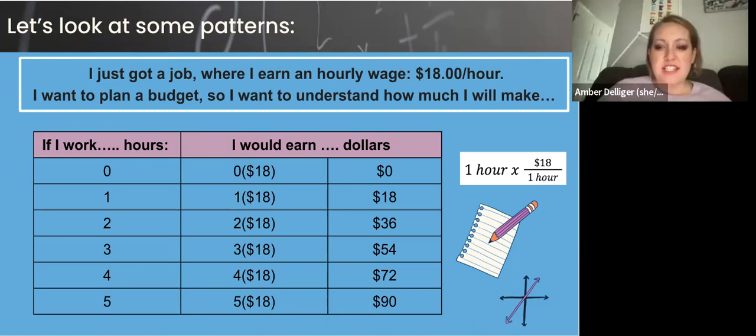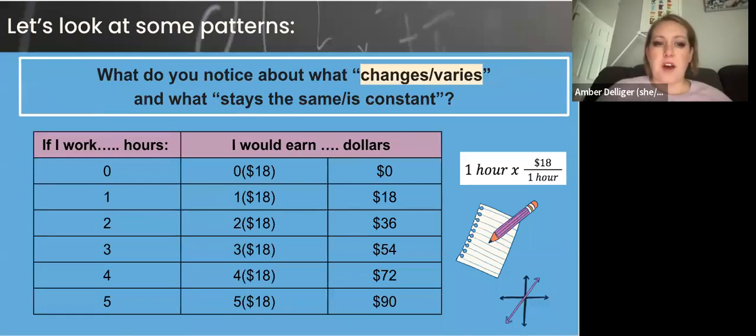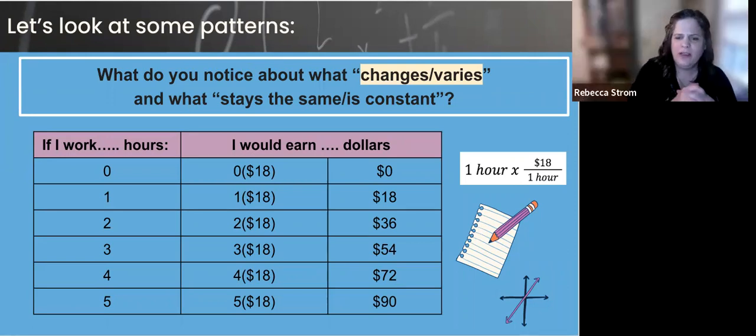Ooh, I love Vicky's idea that if I work more hours, I should earn more dollars. Absolutely. There is that great increase. If I wanted to figure out, if I worked 100 hours, how much money would I make? Those kinds of patterns are going to be important for me to notice. And that pattern is going to save me the trouble of writing a table with 100 rows. So I might notice what's changing and what stays the same.